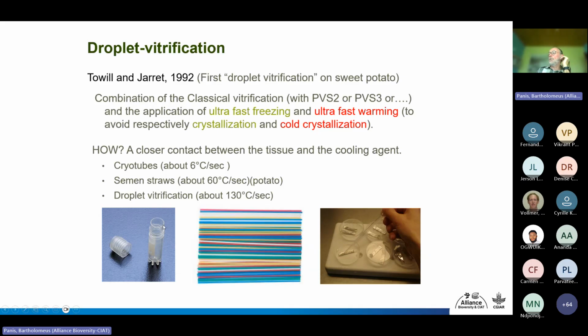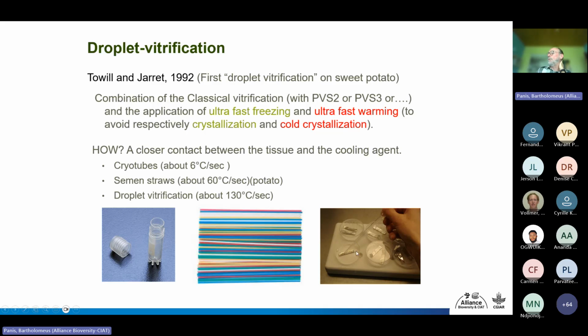This results in a cooling rate of about 6 degrees Celsius per minute. Why? Because it's a volume, a 1 cubic centimeter volume, and you can imagine that the central part of this volume will have a slower freezing rate than the external part. So when you use smaller volumes, this will result in much faster freezing rates. And this is how we developed it.